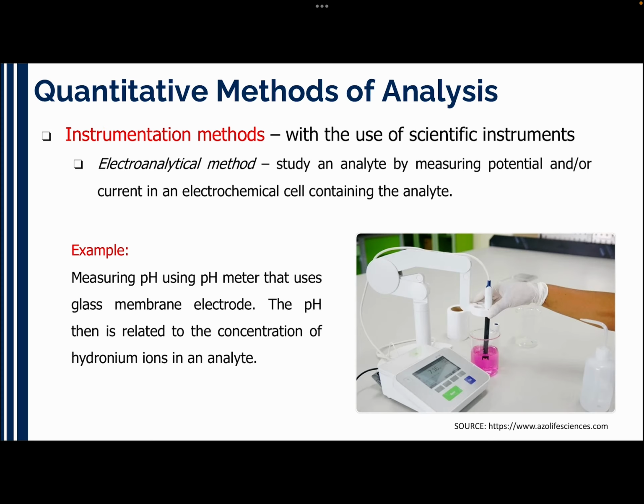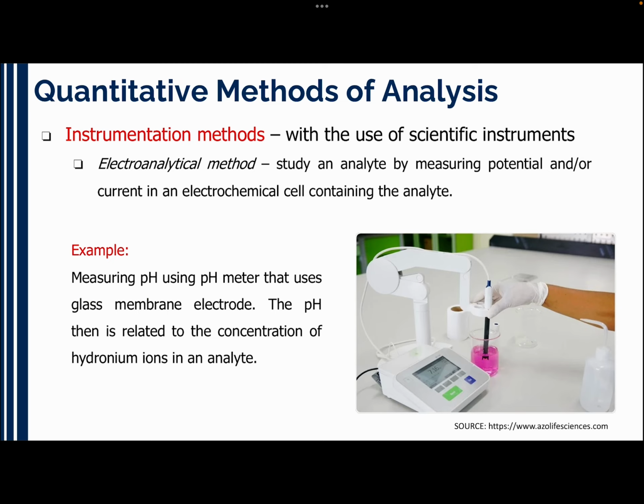flask. And the next is the instrumentation methods. So we use an instrument to quantify chemical species present in our sample. So an example is the electroanalytical method. So it studies an analyte by measuring potentials or current in an electrochemical cell containing the analyte. So an example is the measuring of pH. So we use the pH meter to know the pH value of that solution.